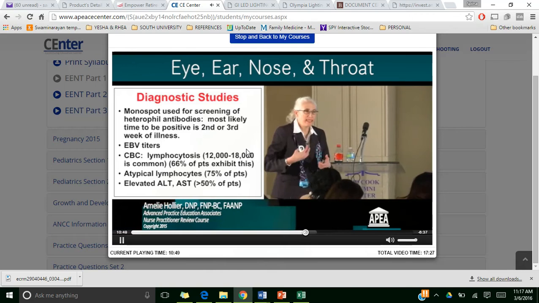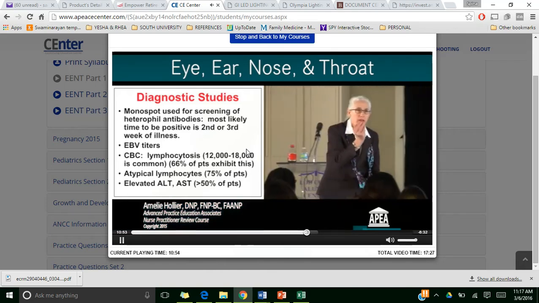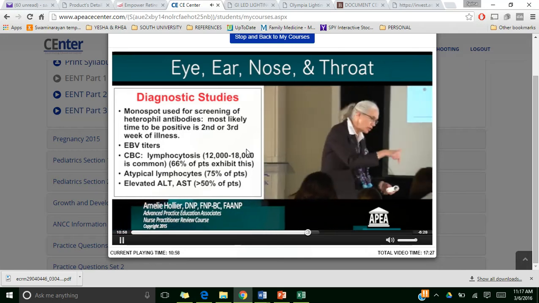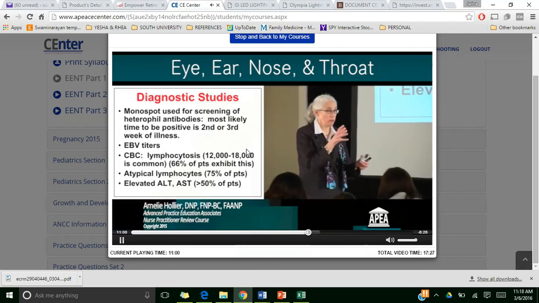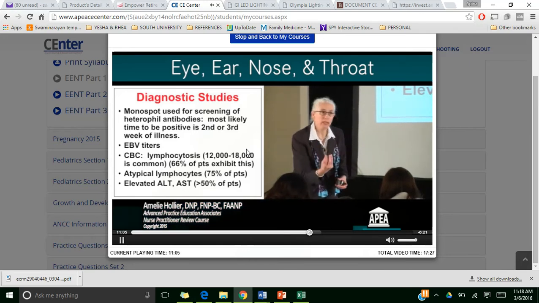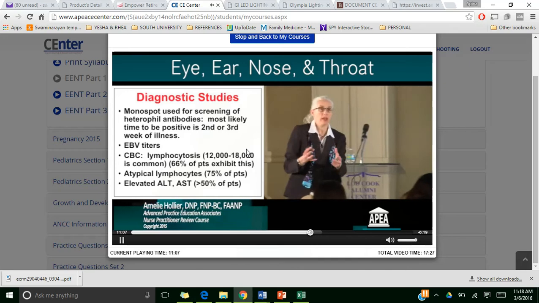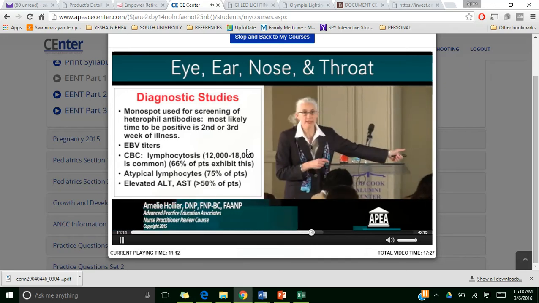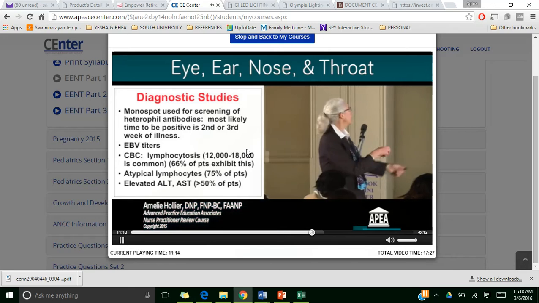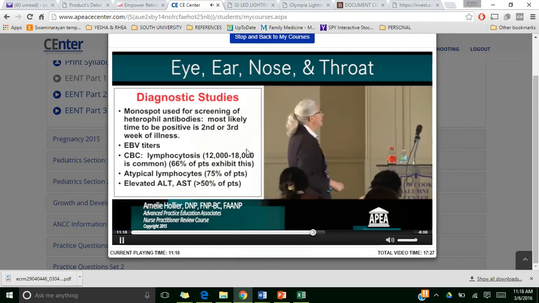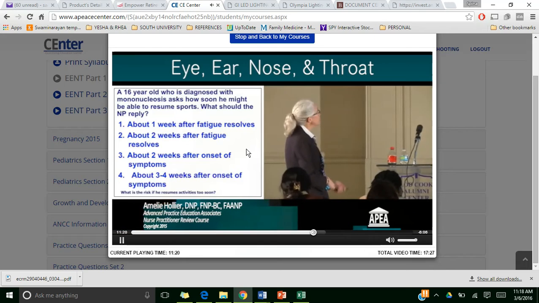So here's your patient. A 16-year-old who is diagnosed with mono asks how soon he might be able to resume sports. He plays soccer. What should you say? Well, you have to feel better and have had a return of your normal energy. But I have to make sure that if you were the 50% of people who had an enlarged spleen, that your spleen went back down to normal size. Typically 3 to 4 weeks after onset of symptoms, that has occurred. I think your best answer is number 4, so go ahead and circle that one.